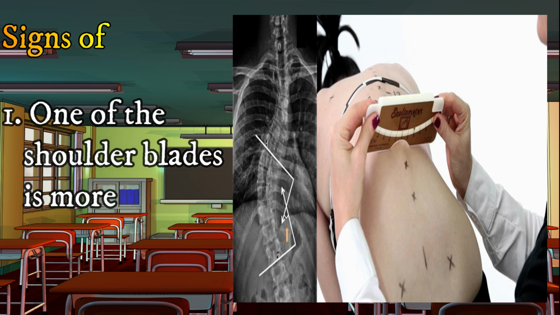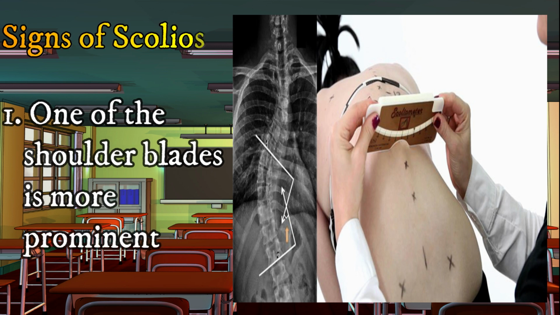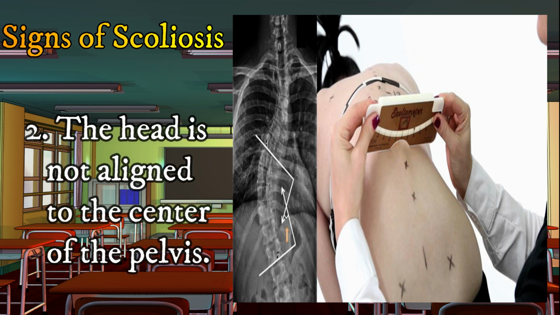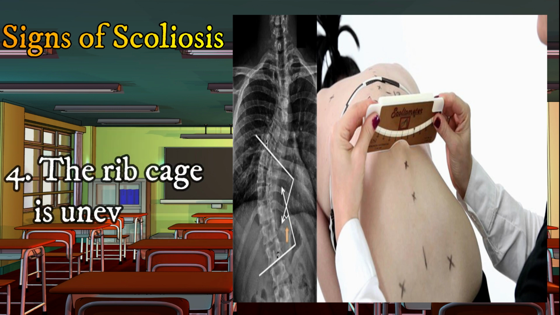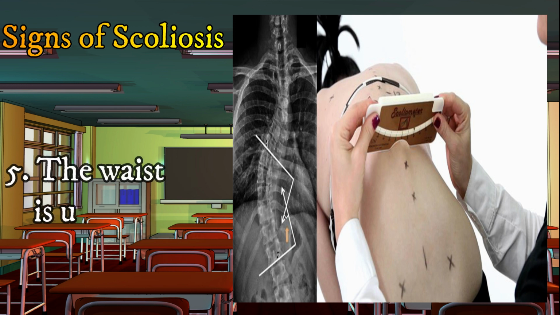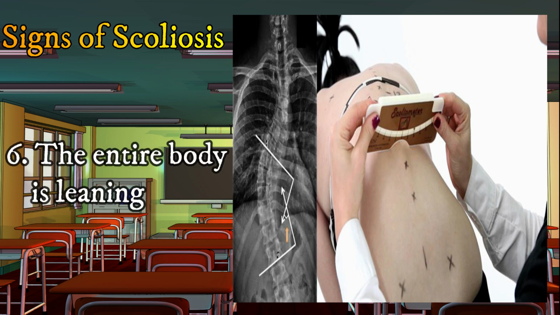Number 1. One of the shoulder blades is more prominent. Number 2. The head is not aligned to the center of the pelvis. Number 3. A hip appears higher or is more prominent than the other. Number 4. The rib cage is uneven. Number 5. The waist is uneven. Number 6. The entire body is leaning to one side.